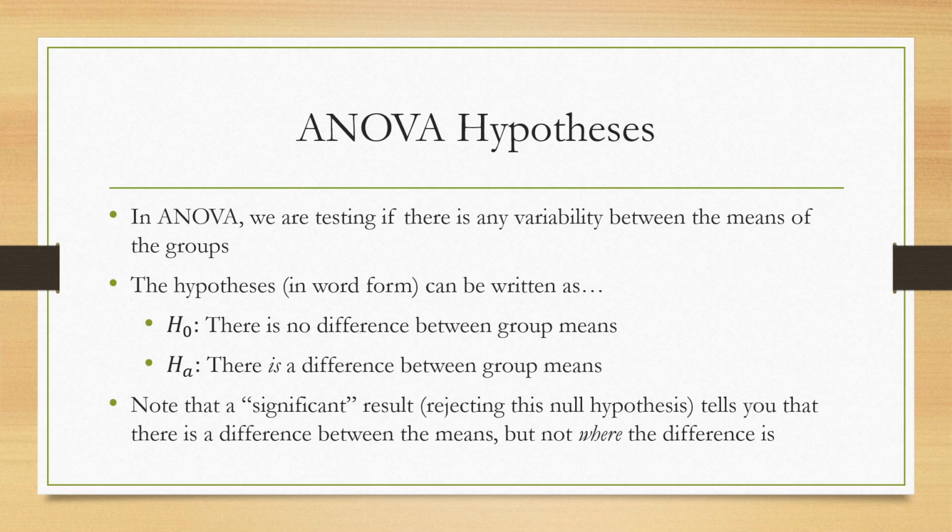Again, a significant result here, and that is the rejection of the null hypothesis, tells us there is a difference between the means. But note that it doesn't tell us where that difference is. So if I've got multiple groups, it doesn't tell me which one is better or which one is worse. We'll address that later on in this lecture set. But it is important to realize that this is a bit of, I don't want to call it a limitation, but it's something to know. ANOVA tells you that there's a difference, but not where the difference is. And so it's important to be aware of walking into the analysis.